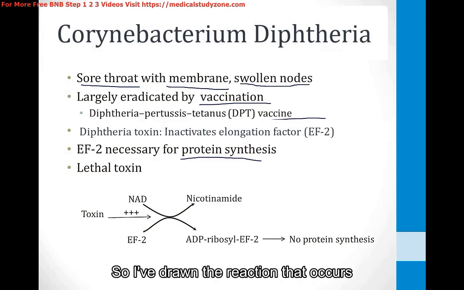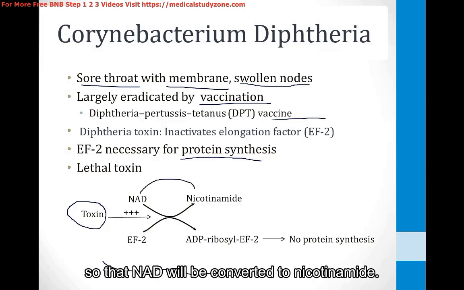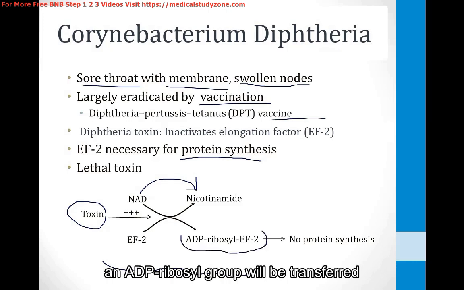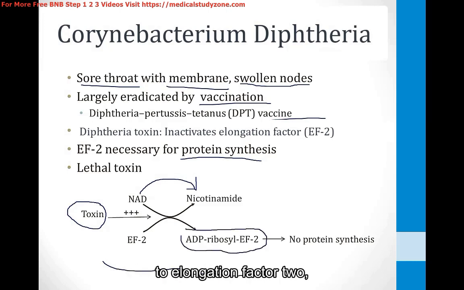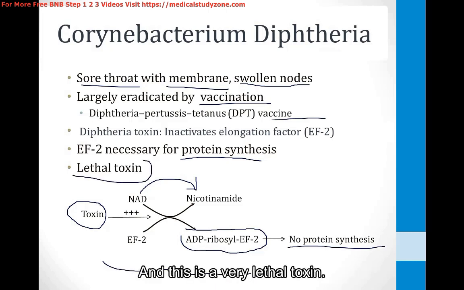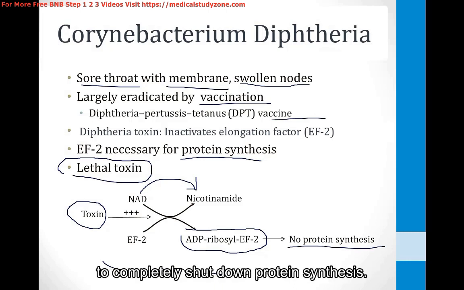So I've drawn the reaction that occurs down here at the bottom of the screen. So the toxin stimulates this reaction so that NAD will be converted to nicotinamide, and as part of that, an ADP ribosyl group will be transferred to elongation factor 2, and then no further protein synthesis can occur. And this is a very lethal toxin. It only takes a tiny amount of toxin inside the cell to completely shut down protein synthesis.